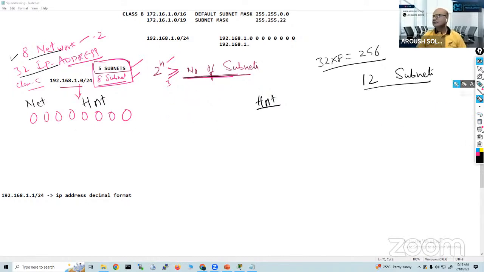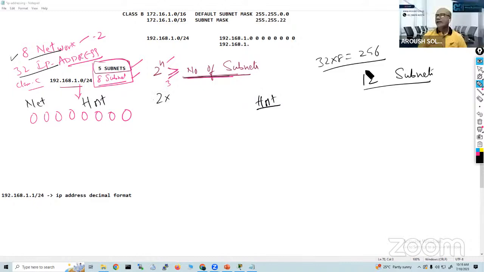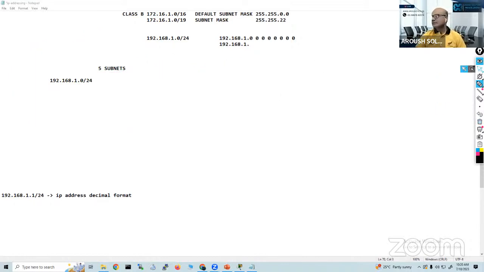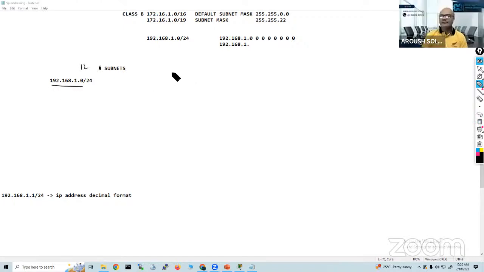Now, how do you calculate this? My requirement has changed now. I want 12 subnets. The IP address is what my manager has given. Let me clean this, just to avoid confusion. Instead of 5, now I want 16 subnets. Sorry, we'll take 12, for the same network. Yeah, same one. This is the IP address.